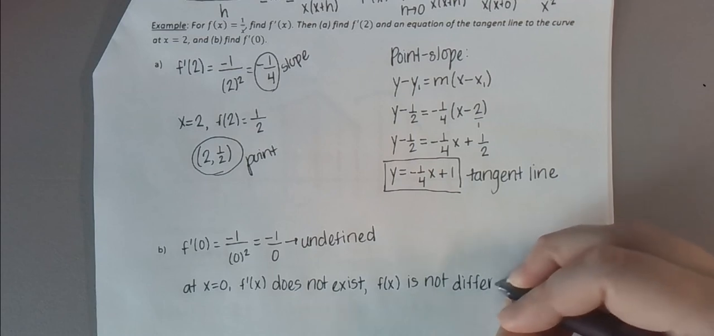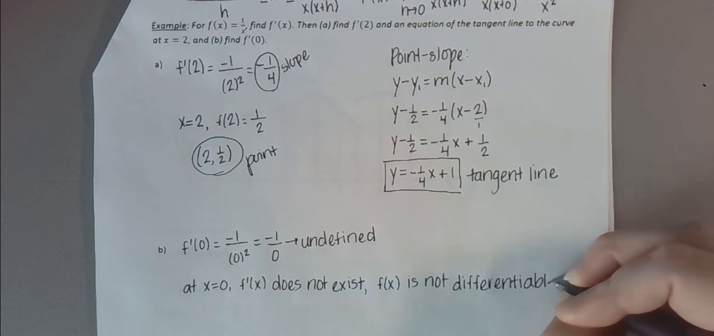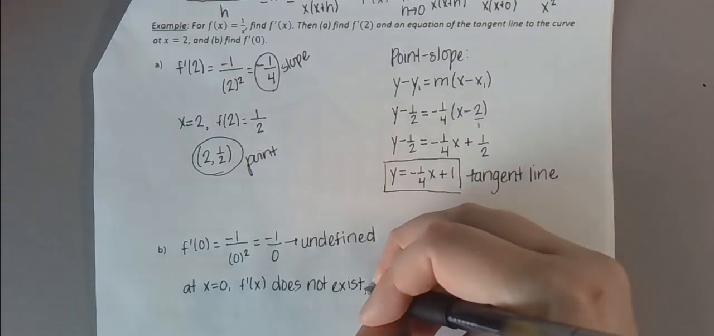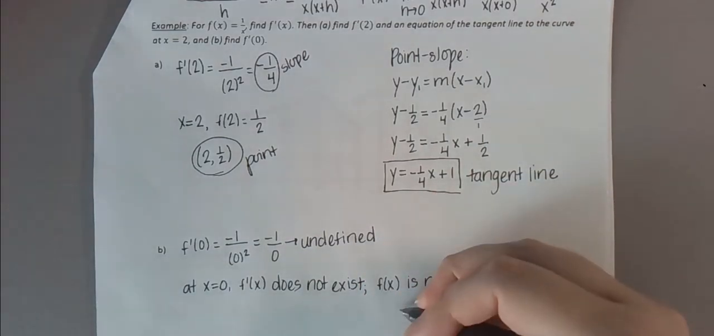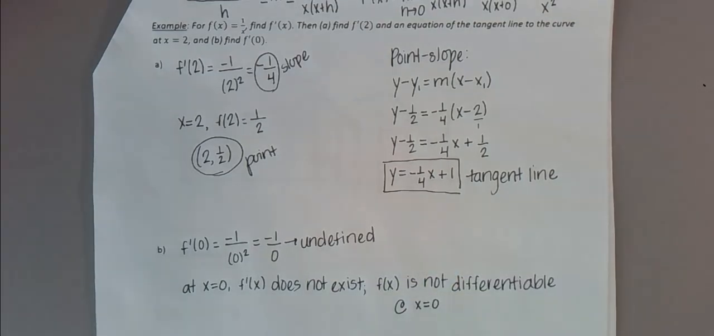That is another way of saying the same thing, and that'll be the preferable way of saying it. We want to use these particular terms appropriately. This is going to be a good time to use it. So at x equals 0, f prime of x does not exist. Another way of saying this is f of x is not differentiable at x equals 0. So at that location, what that means is that we cannot actually draw a tangent line.